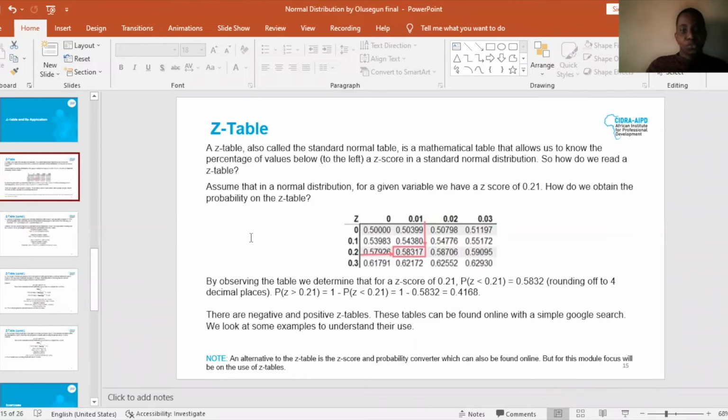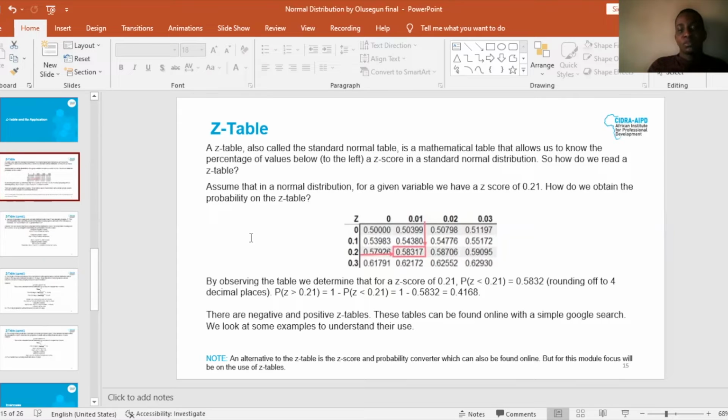A Z-table, also called the standard normal table, is a mathematical table that allows us to know the percentages of values below a Z-score. The percentage of values below or to the left of a Z-score in a standard normal distribution. So how do we read a Z-table?